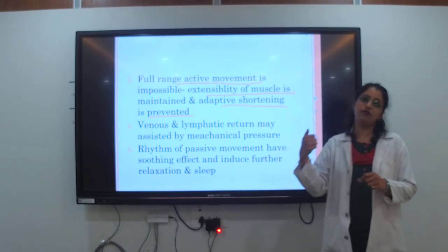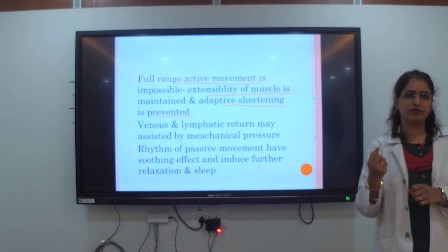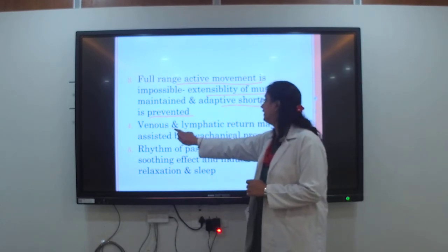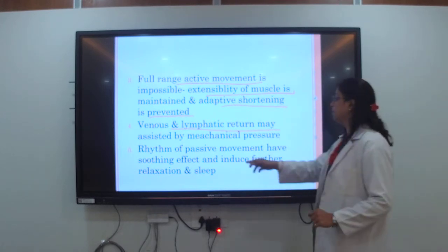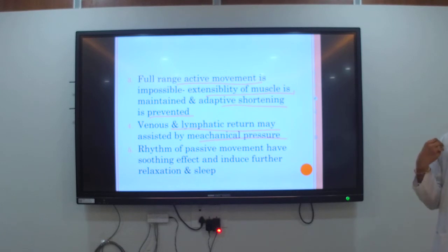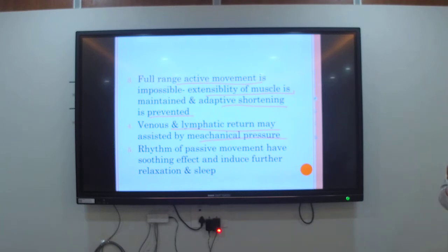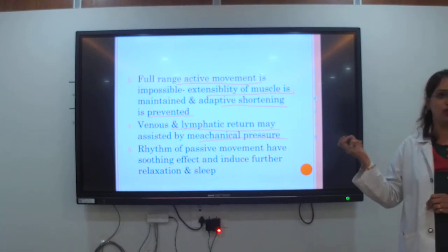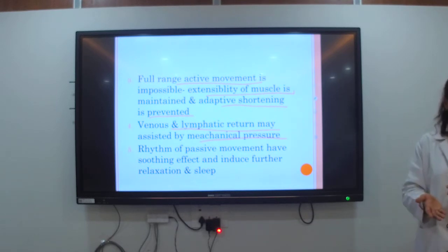Also, when you are moving up and down, the veins are contracted and again relaxed. So the venous and lymphatic return to that particular part is increased. With the help of this mechanical pressure, as you are moving the limb up and down, it will create intramuscular pressure, which will lead to contraction and relaxation of the veins and lymphatics. Because of that, the blood supply to that particular part is increased.